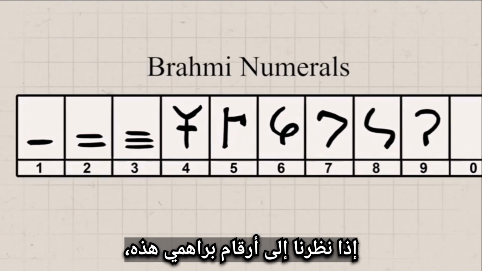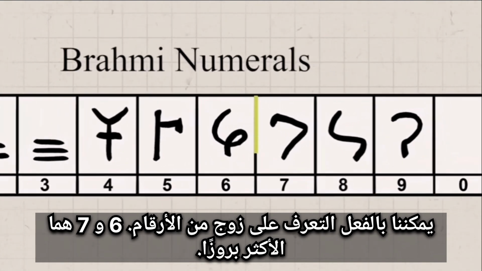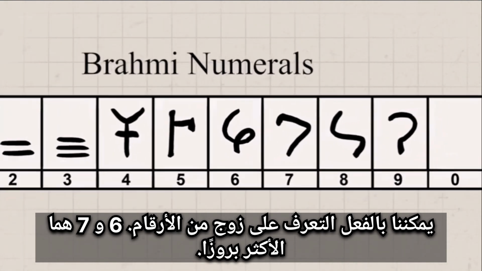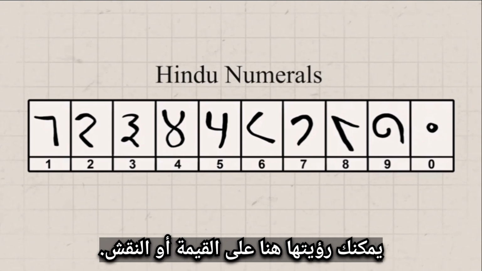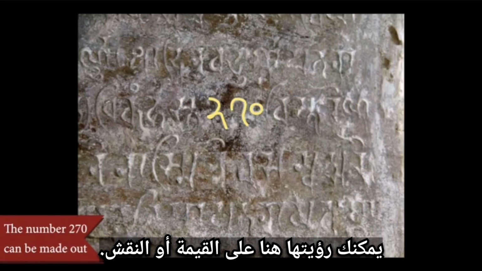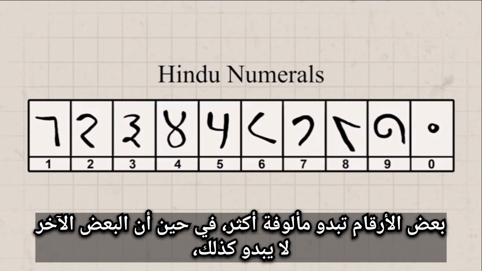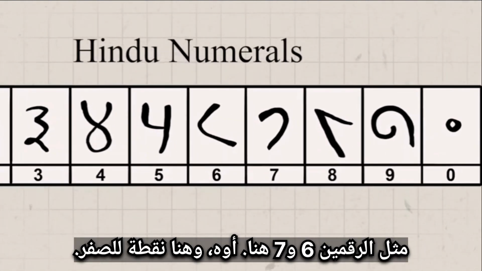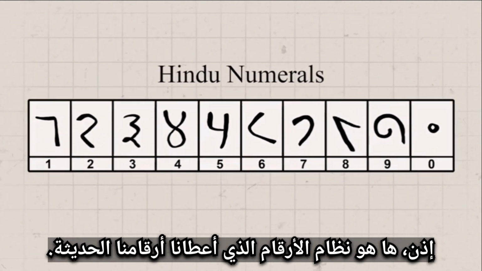If you look to these Brahmi numerals, we can already recognize a couple numbers, 6 and 7 being the most prominent. And this is how they morphed into the Hindu numerals. You can see them here on the Gwalior inscription. Some of the numbers look more familiar, while others don't, like our 6 and 7 here. Oh, and here's a dot for 0. So here it is, the number system that gave us our modern numbers.